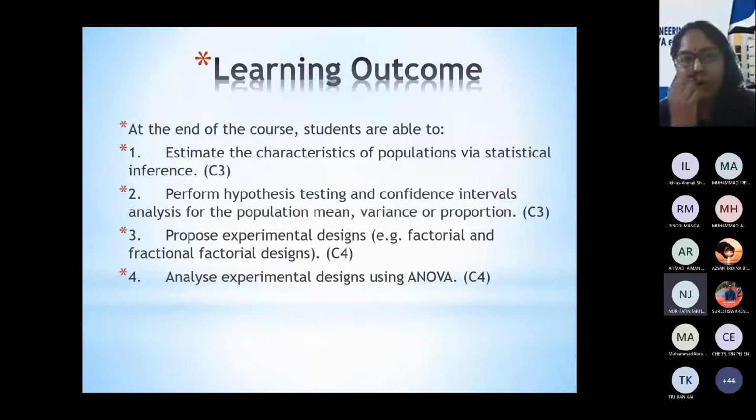So we will do that in our third learning outcome. And the fourth one is how would you analyze your experimental output? So we will be using ANOVA. You'll be learning ANOVA, one way and two ways. We call it analysis of variance. From the experimental design, we analyze using the ANOVA method, and we find the relationship between parameters.